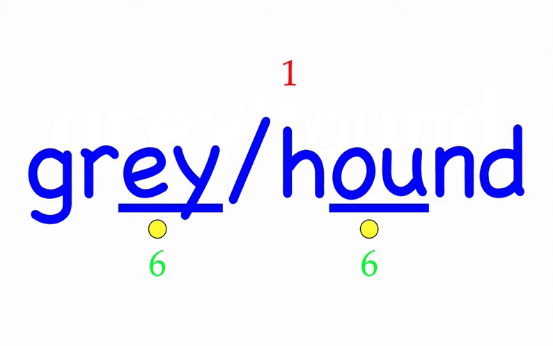Tie. Tie the string together. Tie. 2 sounds, T, I. Mark the word. Tie.